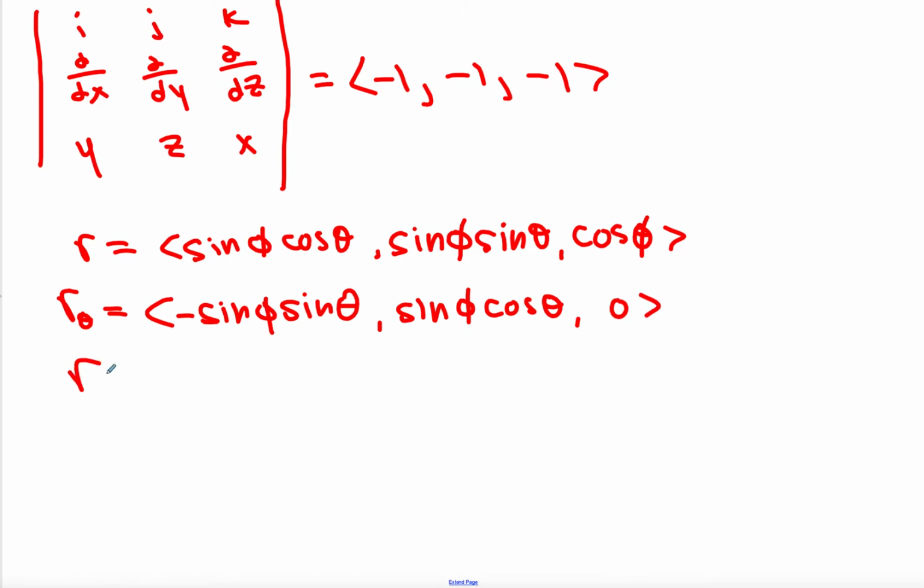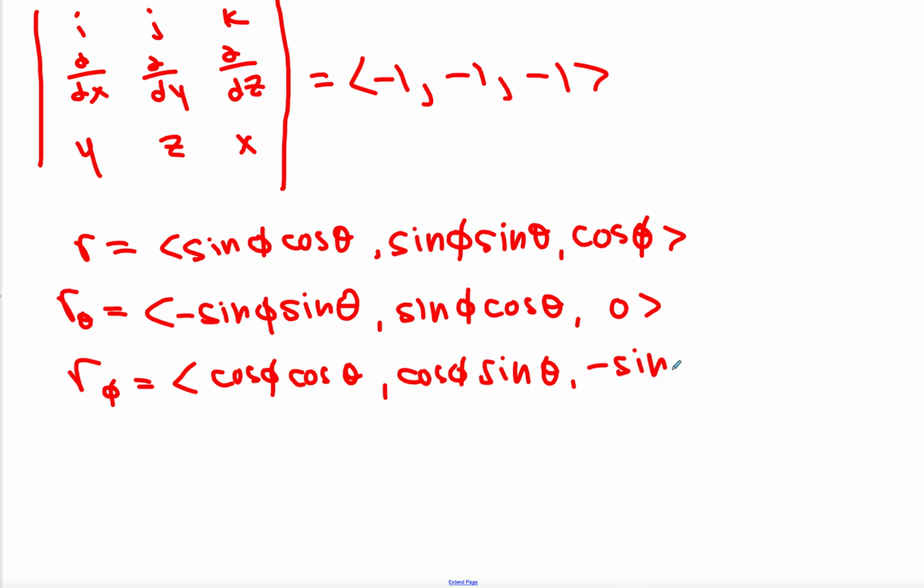And then r sub phi: what I'm going to end up getting is cosine phi cosine theta, and then the second one becomes cosine phi sine theta, and then negative sine phi. So when I do the cross product, I'm just going to write down the results, and I think you should be able to get the same value.